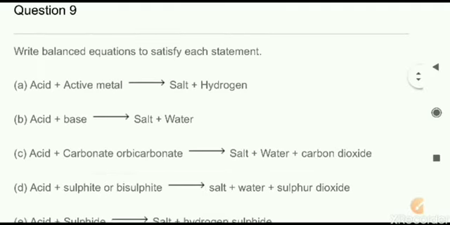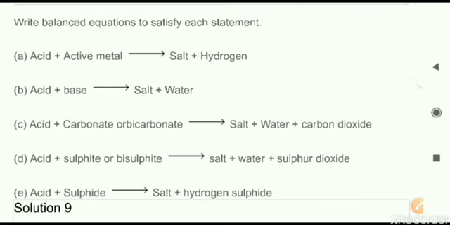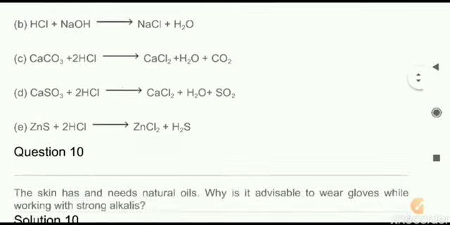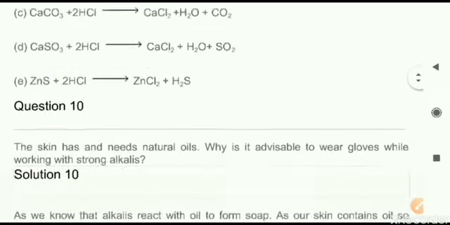Next question number 9. We have to write the balanced equation to satisfy each statement. Acid plus active metal gives salt plus hydrogen. All these A to E parts are the reactions of acids only. All I have explained in the earlier part, so you can just go through these answers here. All already explained in the acids topic.